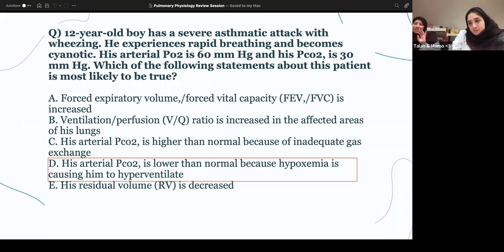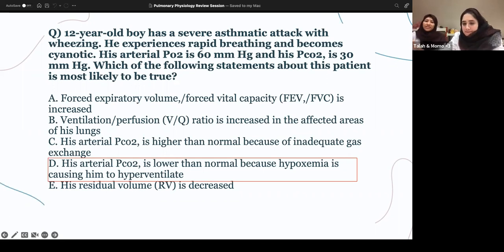But D is the most correct answer. I'm trying to read the others. And also in the explanation in here, they say that basically the FEV to FVC ratio is decreased. Therefore, we have poor ventilation of the affected areas, decreasing the ventilation perfusion ratio and causing hypoxemia. But in here, it says that the ventilation perfusion ratio is increased. But basically, because the FEV to FVC in this patient is decreased, because we said it's obstructive, the ventilation perfusion is going to be decreased, not increased.